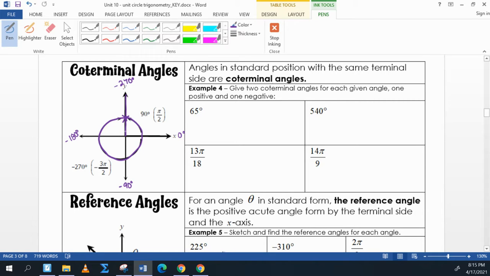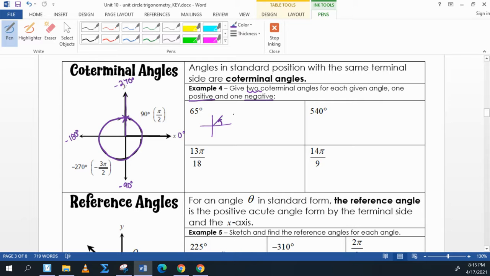line right there. So on these next examples, what they want you to do is give two coterminal angles. Now they want one of them to be positive and one to be negative. So when we're looking at this, basically the 65-degree angle, let's just sketch it right here. It's not quite to 90, so it's right here.